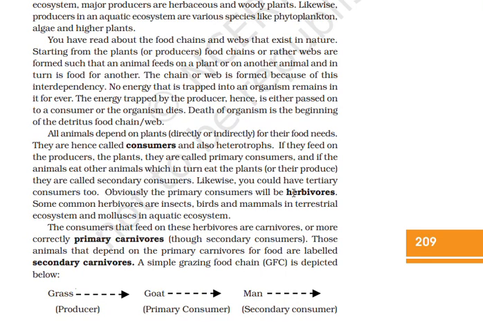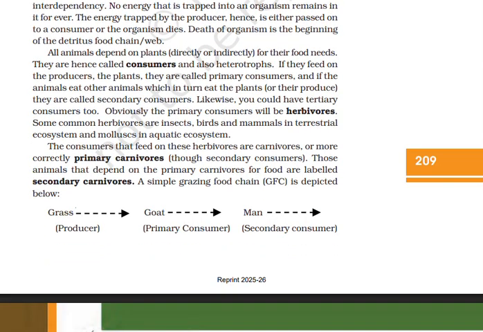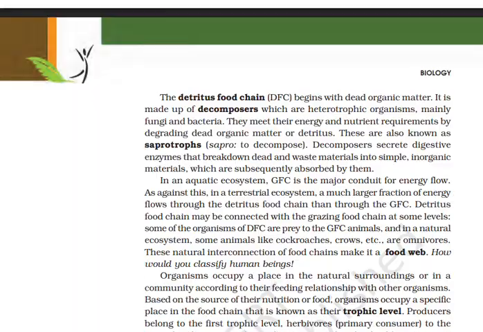Obviously, the primary consumers will be herbivores. Some common herbivores are insects, birds, and mammals in a terrestrial ecosystem, and mollusks in an aquatic ecosystem. The consumers that feed on these herbivores are carnivores, or more correctly, primary carnivores, though secondary consumers. Those animals that depend on the primary carnivores for food are labeled secondary carnivores. A simple grazing food chain, GFC, is depicted below: grass to goat to man, producer to primary consumer to secondary consumer.